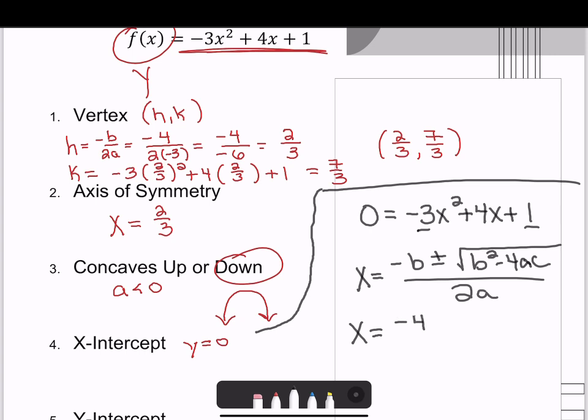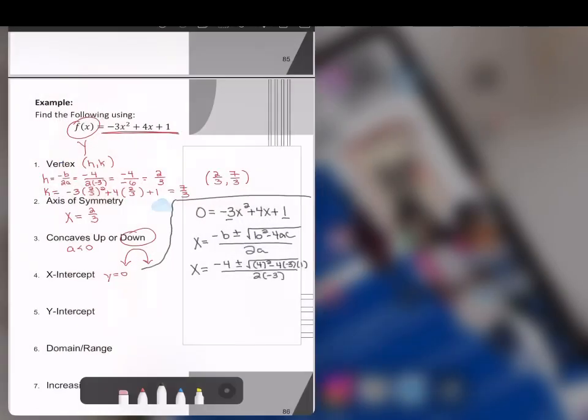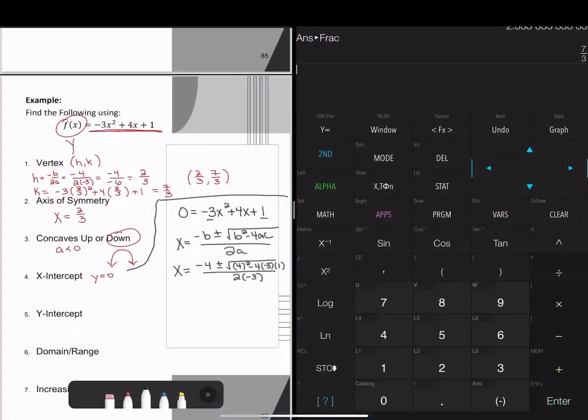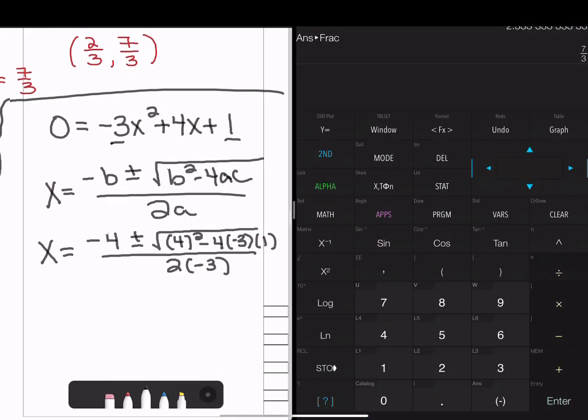So this will be negative 4 plus or minus the square root of 4 squared minus 4 times negative 3 times 1, over 2 times negative 3. Okay. So now I got to clean this up. Can I split screen and put my calculator up here? Oh, yeah, it would let me. Thank you. Okay. So now, let me show you how I clean this up. So I'm going to take everything that's underneath my radical.